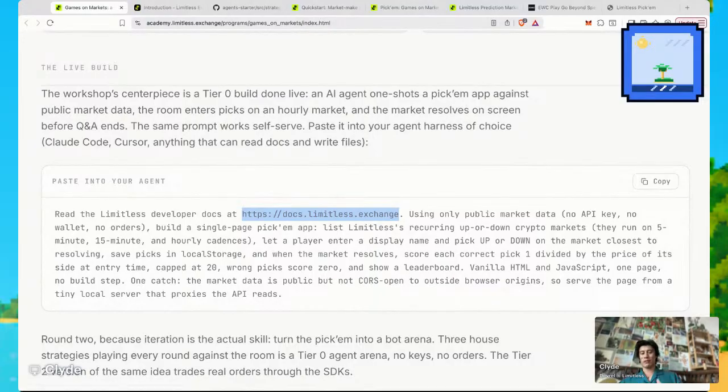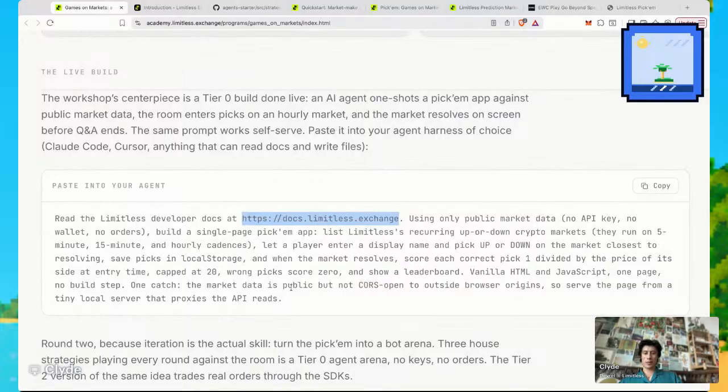When that market resolves, you'll score each correct pick 1 divided by the price of its side at entry time, capped at 20. Wrong picks score 0, and it'll show a leaderboard. So that is to say, the earlier you take these positions and convictions, the more you'll be rewarded. Yeah, and there's a little bit of a condition here in terms of how our scoring actually works.